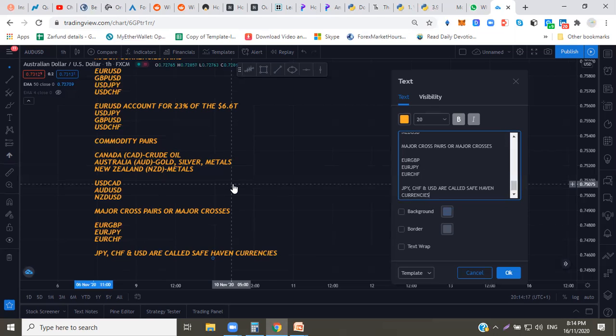For example, an index, we talked about indexes the other day. We said it's a basket of stocks. Do you remember that? Yes, I do.